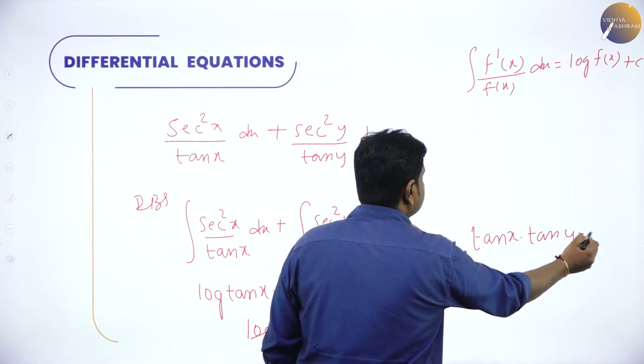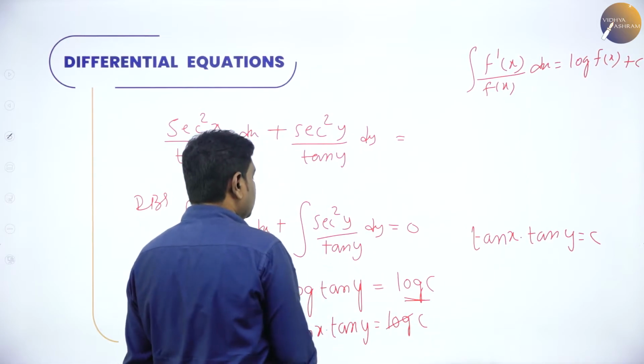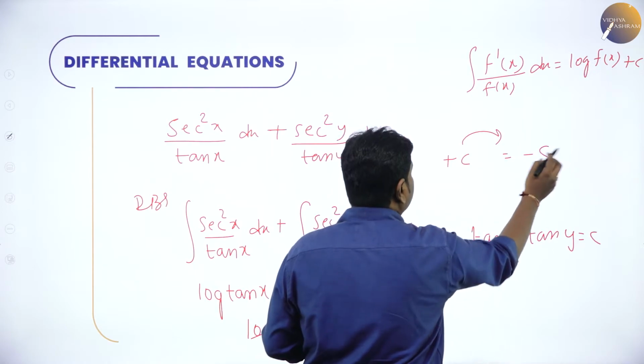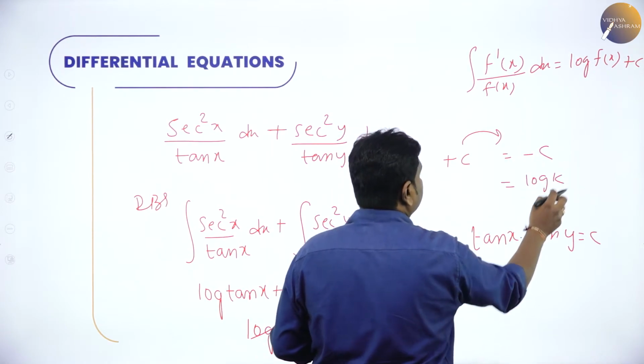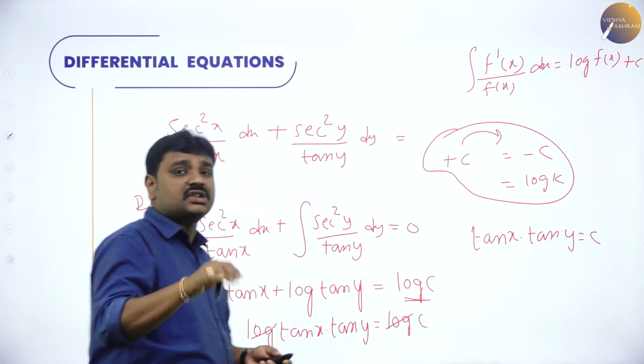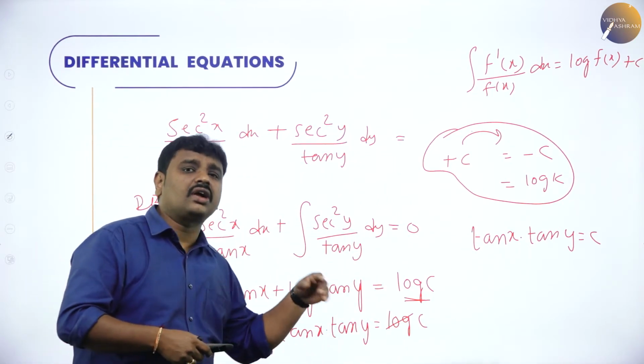Here you may get so many doubts. So how did I write this log c? When you integrate, we will get plus c. Plus c, you transfer to that side to become minus c. Minus c can be written as log of some constant. So that's why I directly call it log c. So if every term is a log, instead of writing a constant, you write log constant.